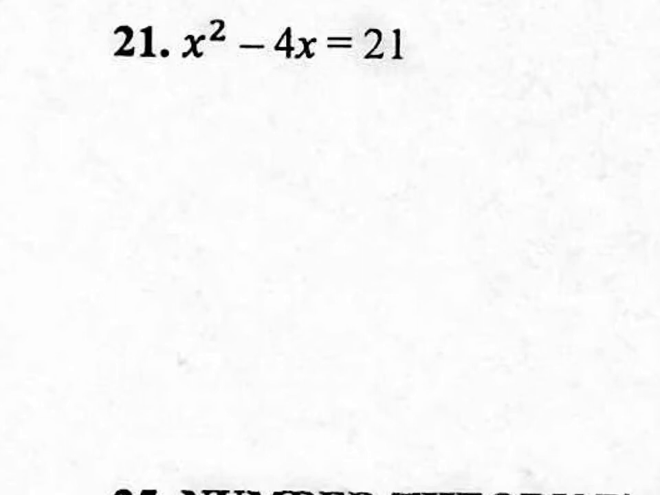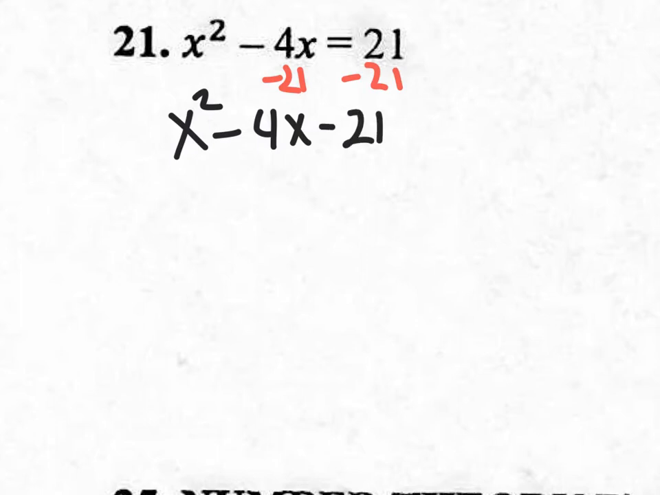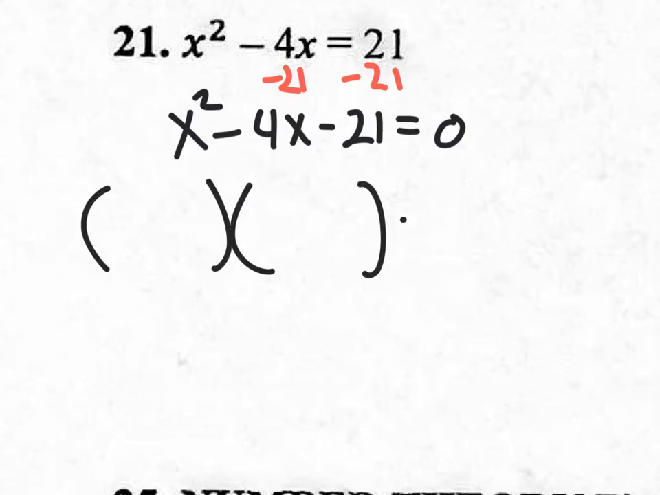So what do you do? Subtract 21 from both sides. So you're just going to rewrite the whole thing. You're going to have x squared minus 4x minus 21 equals 0. Now this is a really easy problem because the a value is 1. Right? When the a value is 1, you could set this up and you'll be done. You could put an x right there and an x right there. Why? Because the a value is 1. And we know that x times x is x squared.